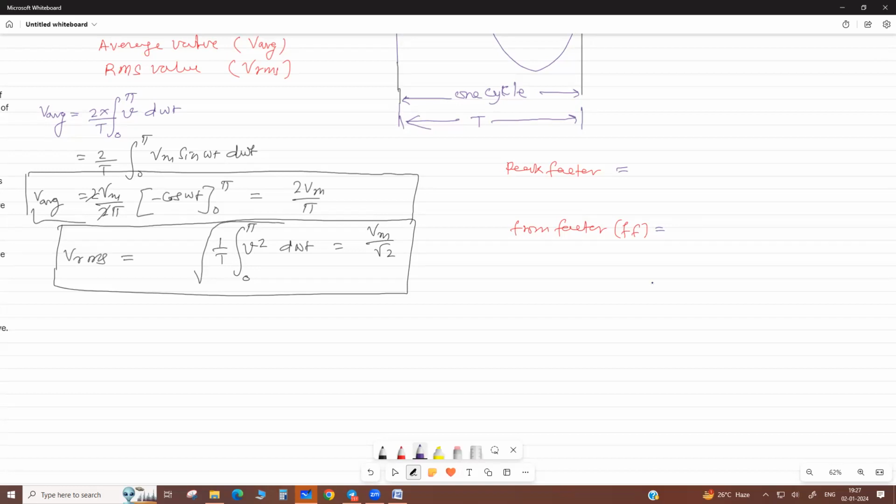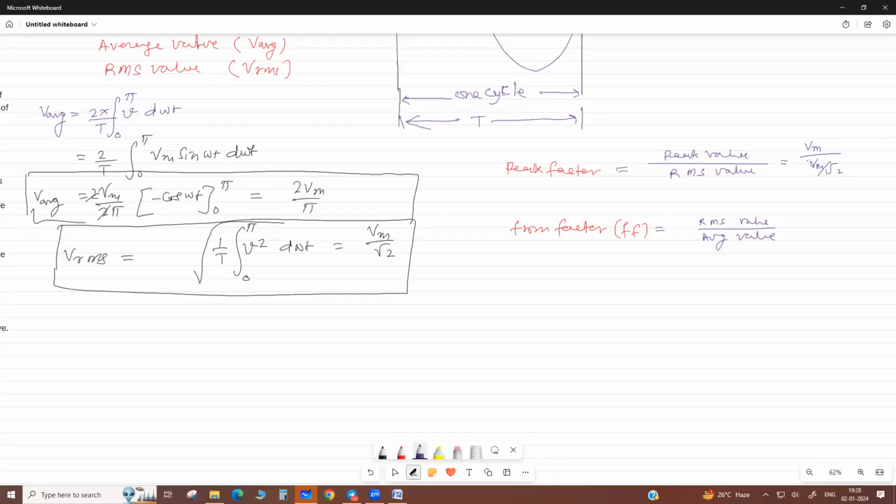Okay, form factor is RMS value by average value, and peak factor is peak value by RMS value. Peak is VM, now RMS value is VM by root 2.